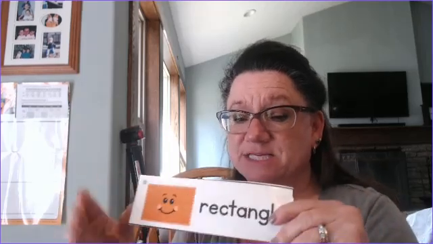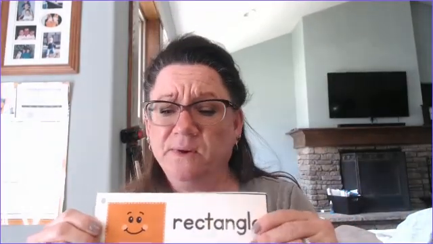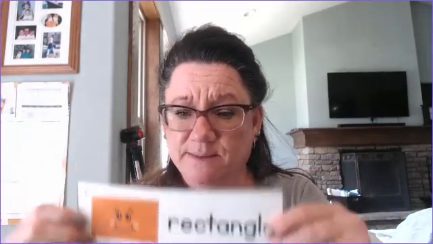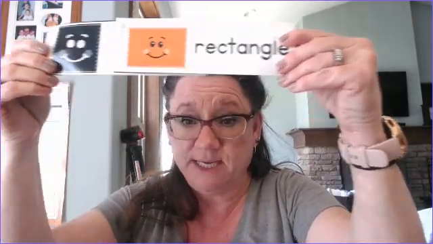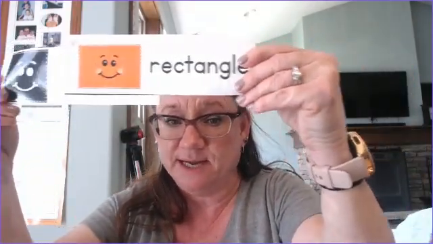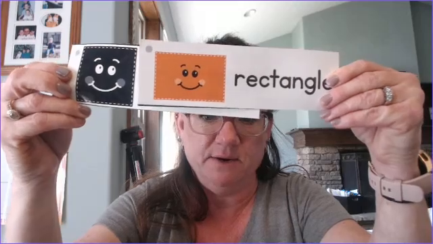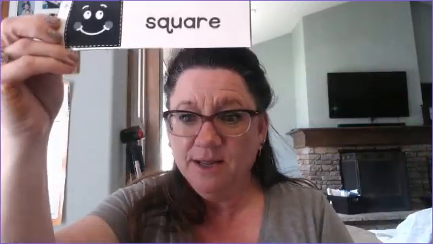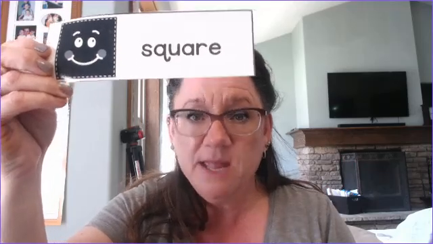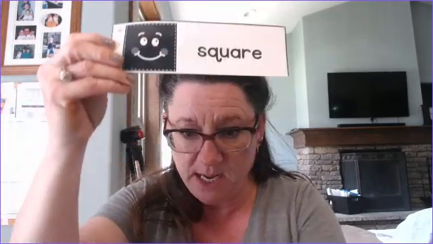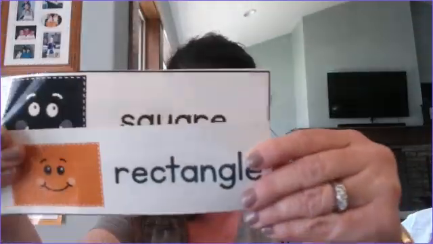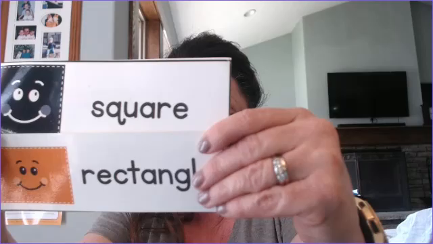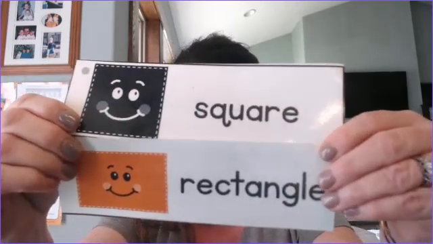Now I saved this for last, these two, because preschoolers have a hard time telling the difference. I'm going to cover up a little bit right here between a rectangle and this guy. What's this guy called? If you can see it better, that guy is a square. Preschoolers have a hard time figuring out the difference between a rectangle and a square. They're very difficult to figure out. So I'm going to help. We're going to talk a little bit about them right now and see if we can figure this out.